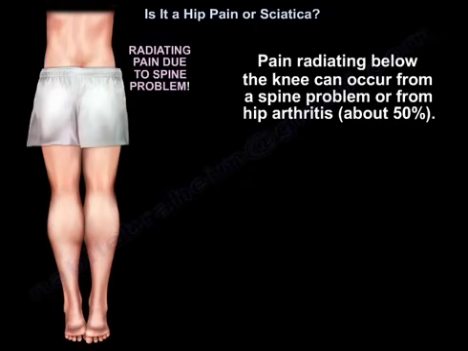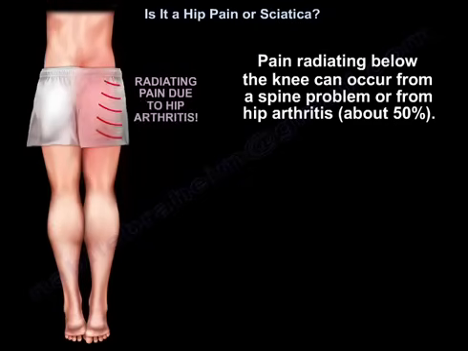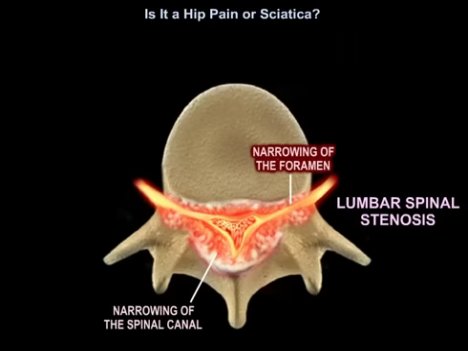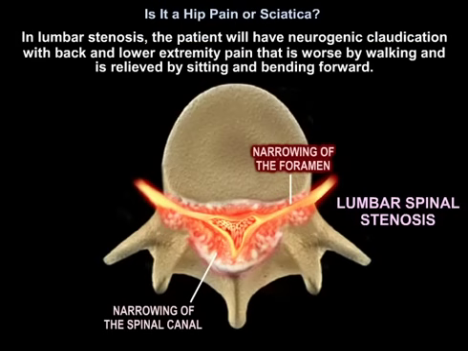Pain radiating below the knee can occur from spine problem or hip arthritis, about 50% in hip arthritis. If the patient has a history of claudication, then this is spinal stenosis. In lumbar stenosis, the patient will have neurogenic claudication with back and lower extremity pain that is worse by walking and is relieved by sitting and bending forward.